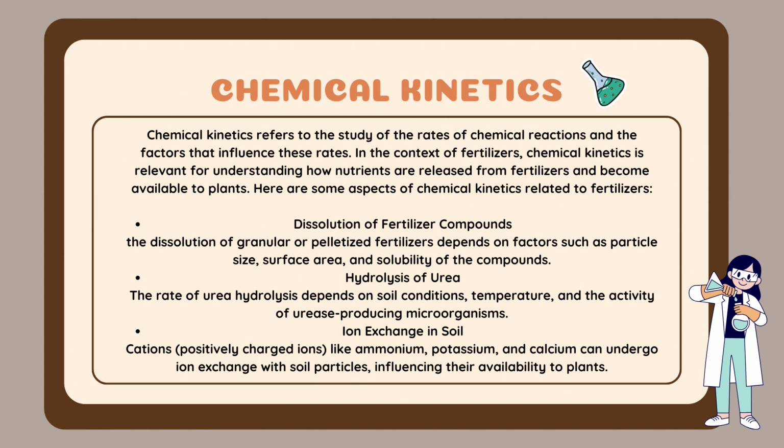Urea hydrolyzes into ammonium ion and carbonate ion in the presence of the enzyme urease. The rate of urea hydrolysis depends on soil conditions, temperature, and the activity of urease-producing microorganisms. For ion exchange in soil, the process of nutrient ions being exchanged between soil particles and fertilizer ions is another aspect of chemical kinetics. Cations, which are positively charged ions like ammonium, potassium, and calcium, can undergo ion exchange with soil particles, influencing their availability to plants.